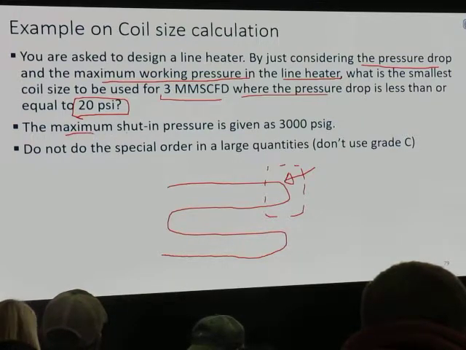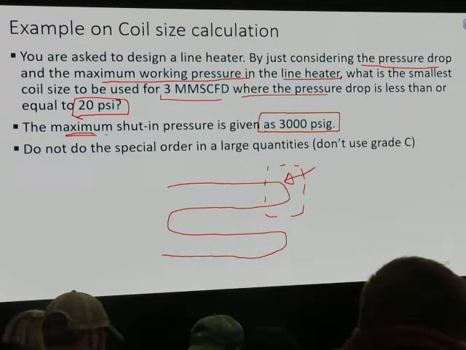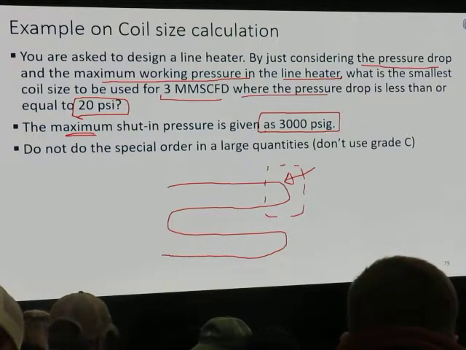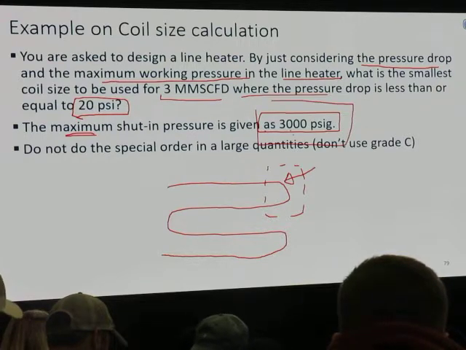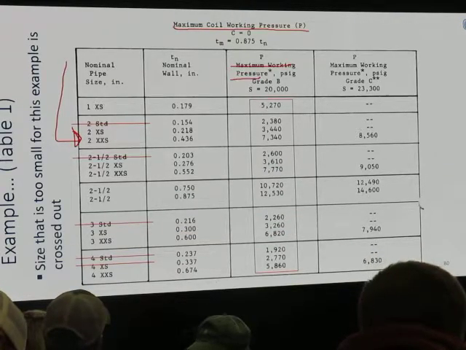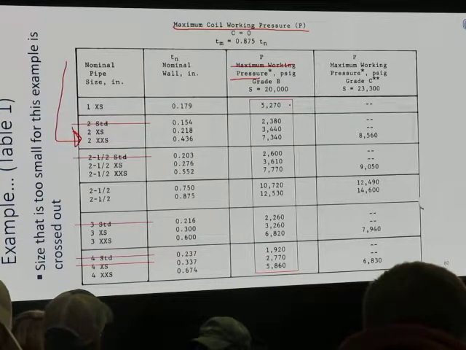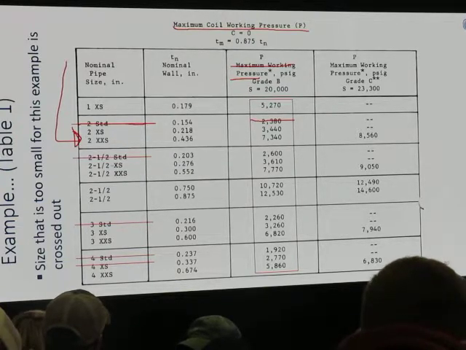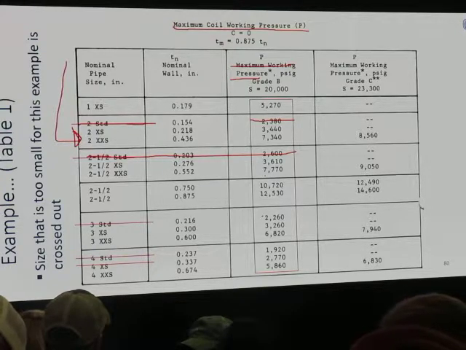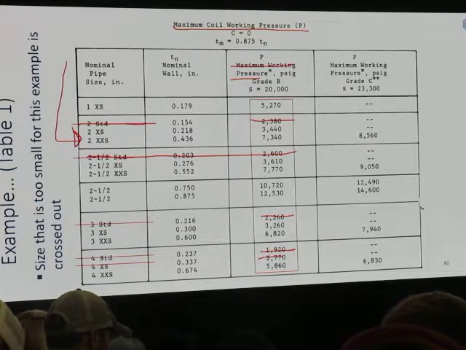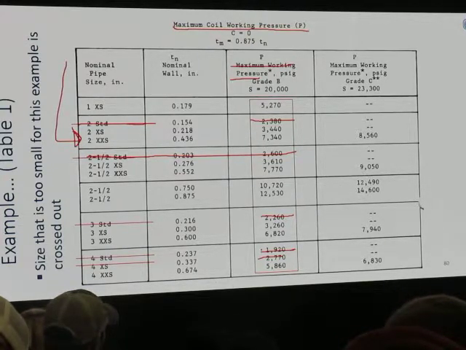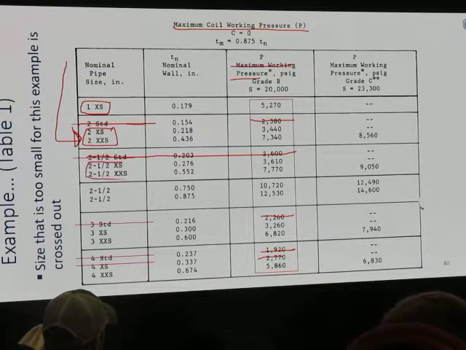The given information is a shut-in pressure of 3000 psig. This is the pressure when the valve is shut in. So we look at 3000 and we check the maximum working pressure. Any of them that is less than 3000, we don't use. Easy, right? Step one is easy. Two-inch standard pipe is less than 3000, so we don't use that. 2.5, we don't use that because it's below 3000. This one, below 3000, below 3000, below 3000, we don't use it. Very easy. That's step one. So we have many of them left. We move to step two.